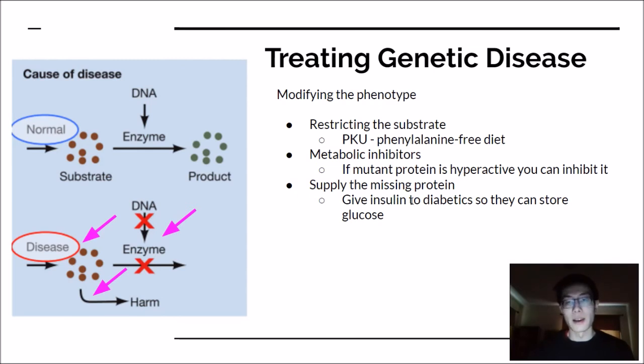You can also use supplementation, so supplying something that's missing from the body of a person who's suffering from a genetic disease. Very common is if the body doesn't have enough insulin in diabetics, you can inject insulin into the body to ensure that those individuals can store glucose, for instance. And obviously this particular method is by simply supplying the missing protein. So this is a more phenotypic approach to treating genetic disease.